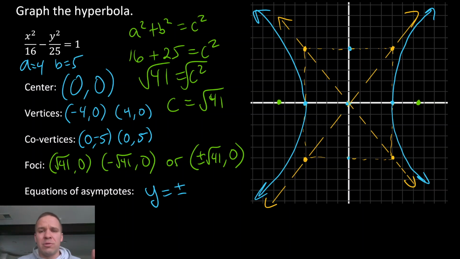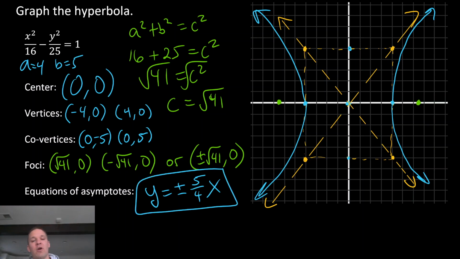But that's like a lot to remember. So I try to look at these as I graph them, and I see that I'm going up 1, 2, 3, 4, 5, and to the right 4. So 5 over 4 x, and that would be the equations of my asymptotes inside the plus or minus. Or you could write it as y equals 5 over 4x and y equals negative 5 over 4x.